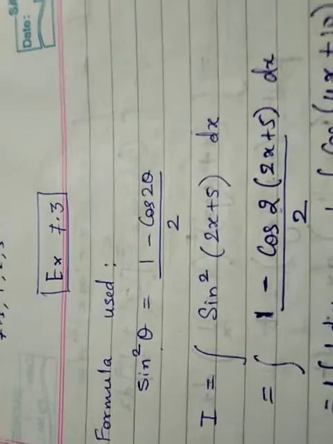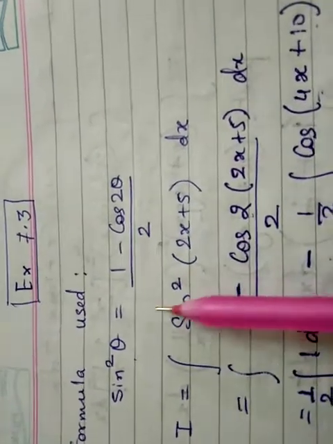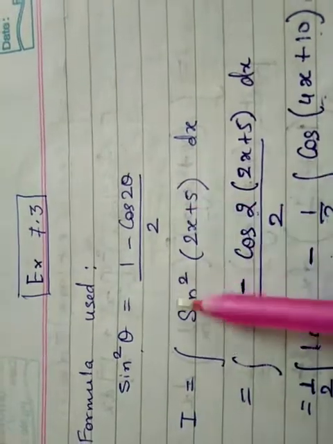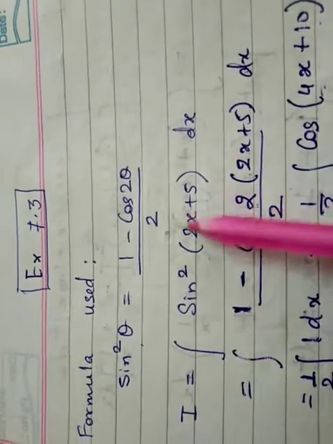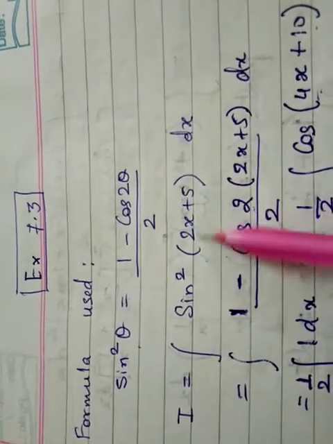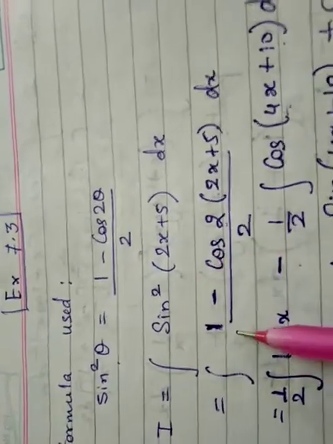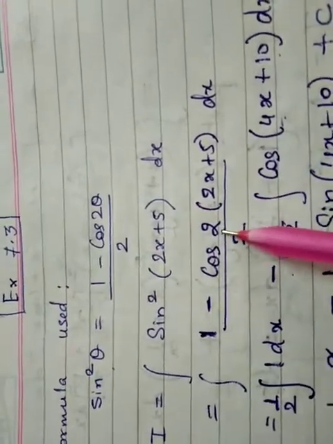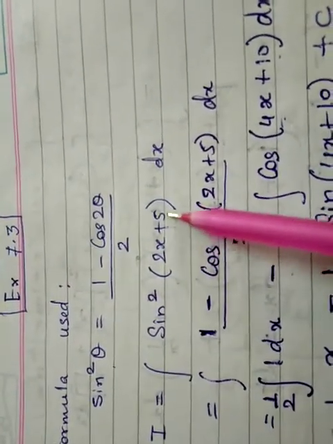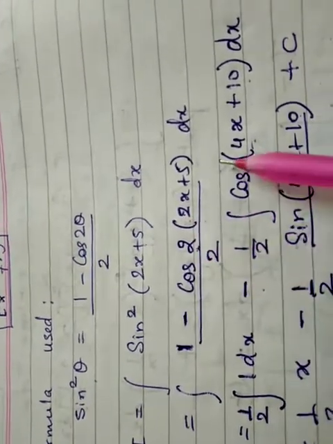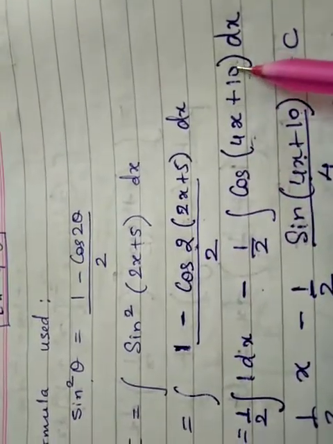Okay children, we shall begin with exercise 7.3, and the formula used is going to be sine squared theta is (1 minus cos of 2 theta) upon 2. Now I have my question as sine squared of, my theta is 2x plus 5. So I apply this formula, 1 minus cos of double the theta you have, that is 2x plus 5. You multiply 2 inside, so it will become 4x plus 10 inside.